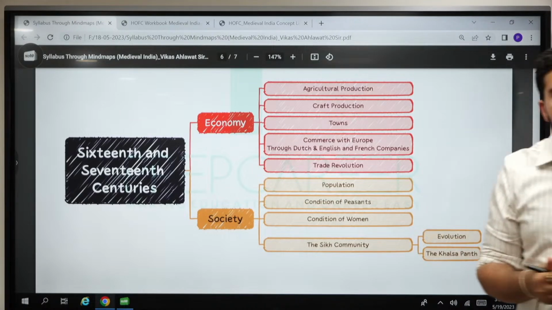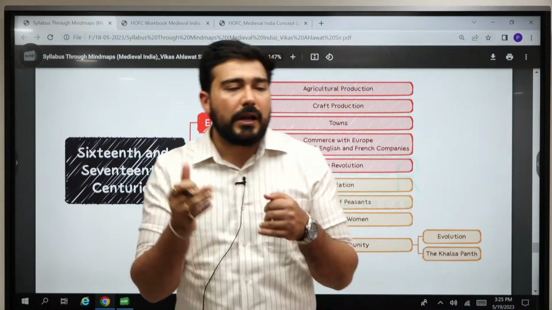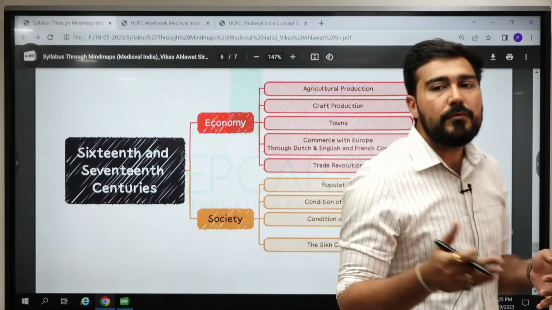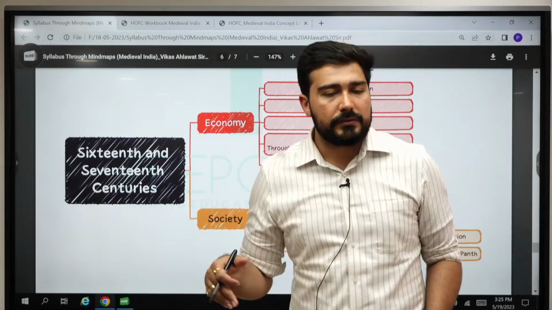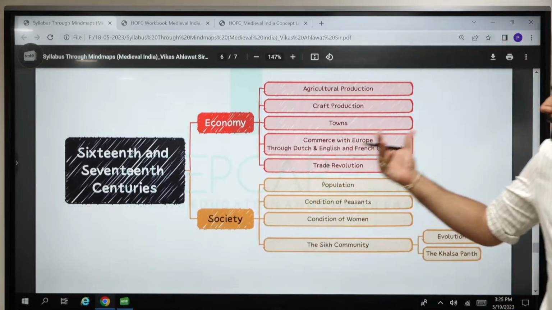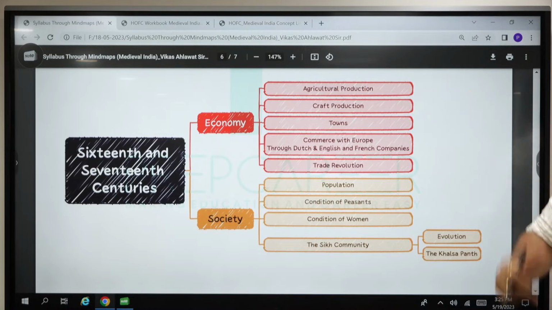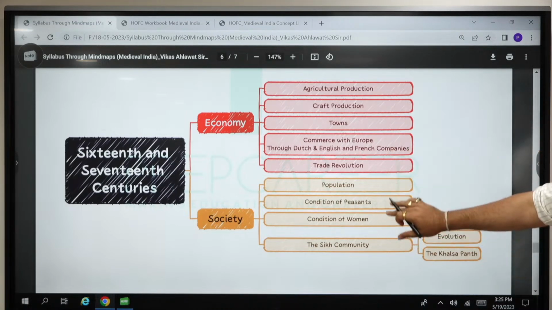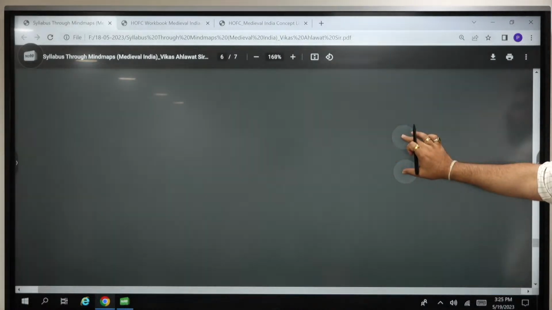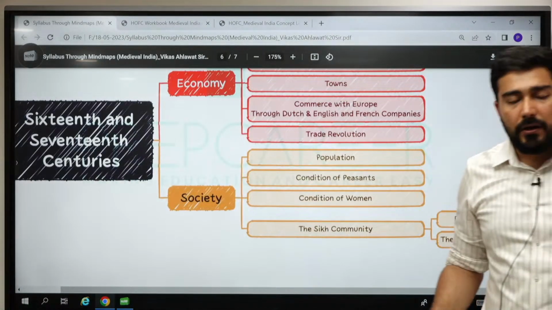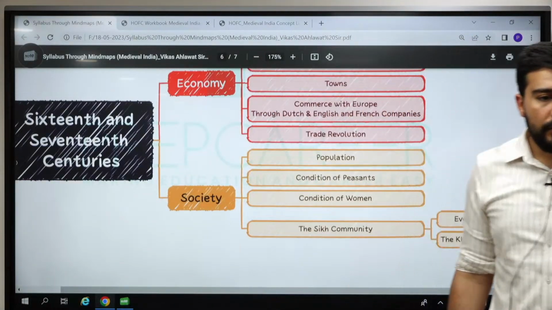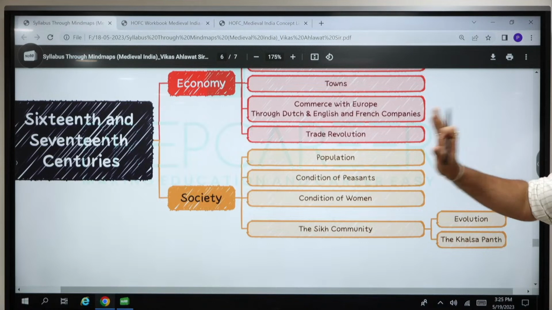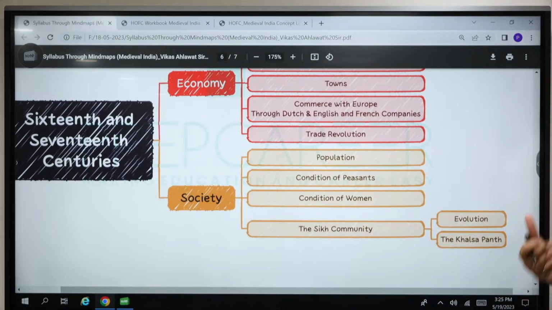Then this is the time after the Portuguese when we see the arrival of different companies from Europe, which includes the Dutch, the English as well as the French, and how these initial companies were trying to have a relationship with the Mughal Empire. Okay, that also we'll understand. Then the trade revolution, because now these people were so interested in exporting Indian commodities, it led to a kind of trade revolution in the Indian subcontinent.